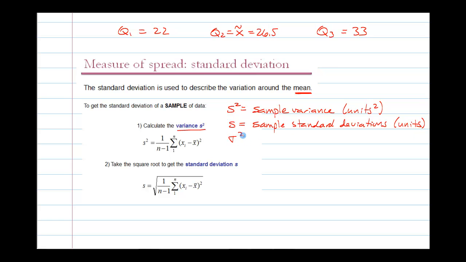Now, sigma squared, Greek letter, is the population variance. And sigma is the population standard deviation. And the units are the same as they are up above. So as before, we use a statistic to estimate a parameter. So up here, S squared and S are statistics. Down here, sigma squared and sigma are parameters. So again, statistics estimate parameters.